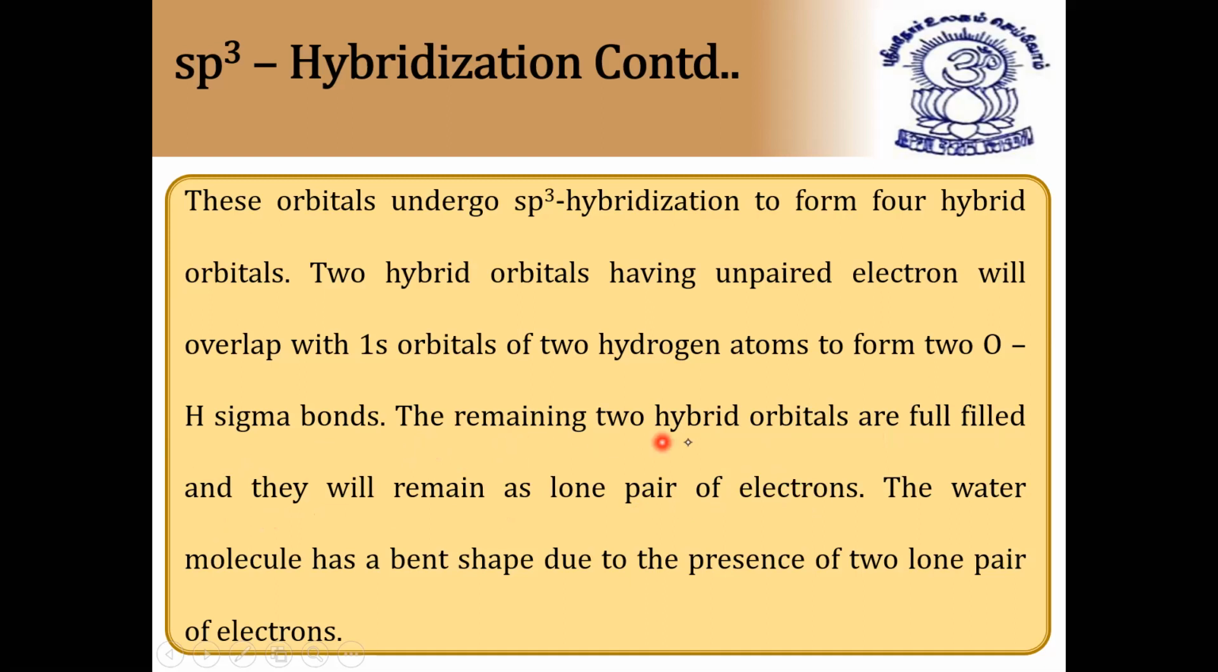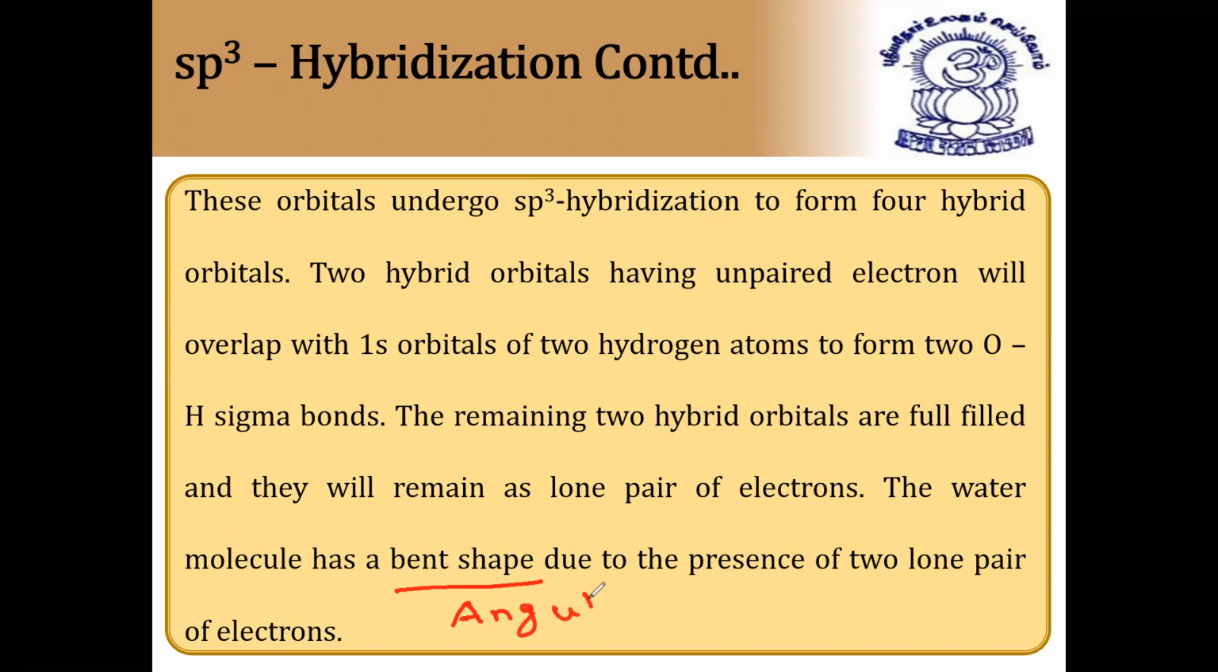See, the remaining two hybrid orbitals are fulfilled and they will remain as lone pair of electrons. So the water molecule has a bent shape due to the presence of two lone pairs of electrons. That's why its shape is angular or bent shape. Both are the same. We can call it angular shape or bent shape. So we can write for water, please note down, bent shape as well as angular shape.